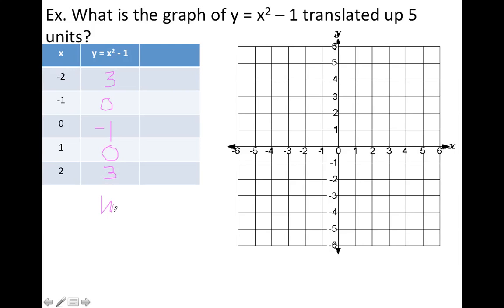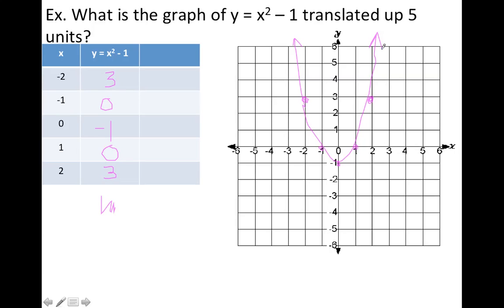So I'm going to go ahead and plot these points right now. At -2, we're at 3. -1, we're at 0. 0, we're at -1. 1, we're at 0. And 2, we are at 3. Notice how it's a squared term. We will be talking about this more later on. But this is a parabola. It's a quadratic equation, so it will be in the shape of a U.